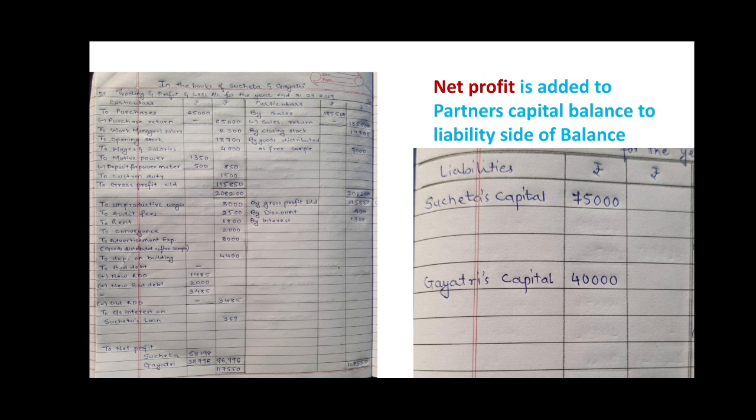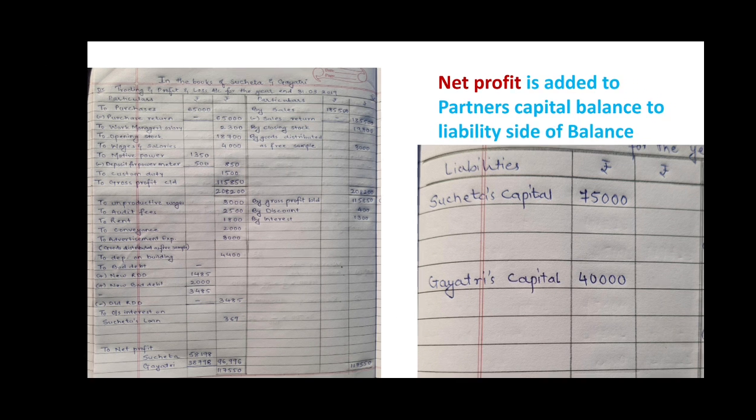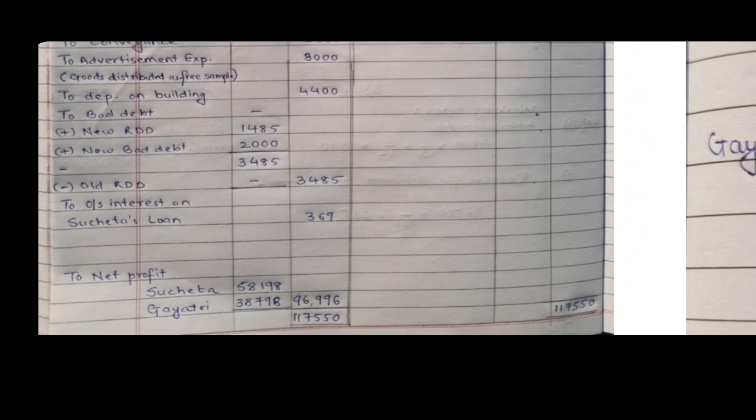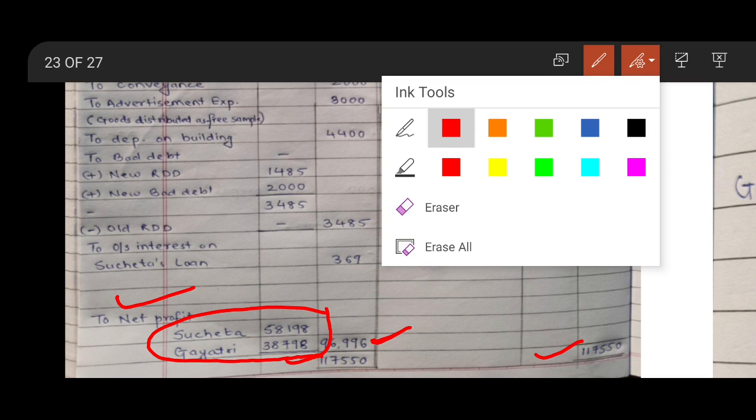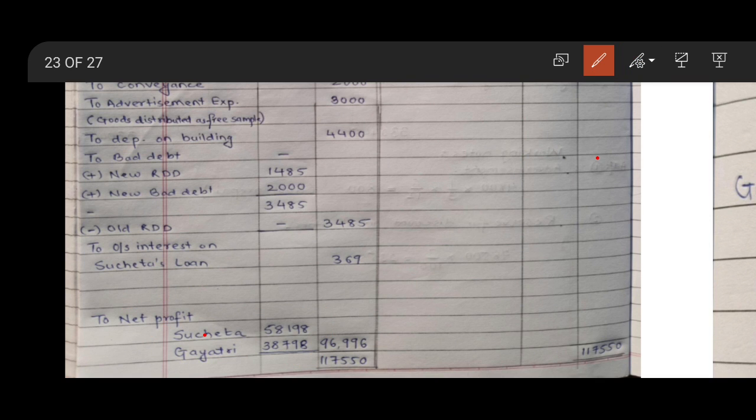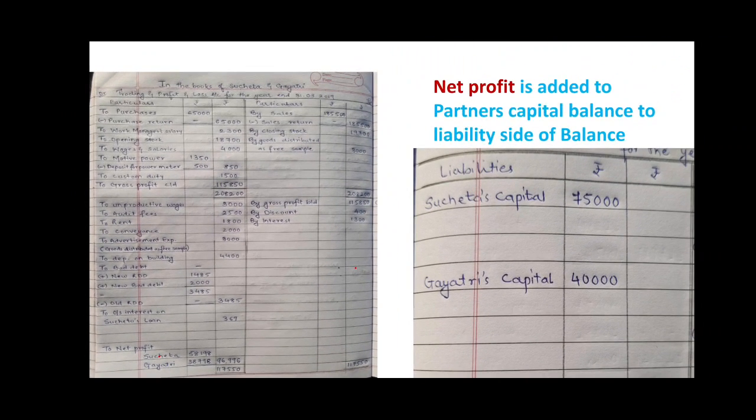See how. Here you can see the net profit. The total was written here, it is transferred to the opposite side. The balance you got here, 96,996, is called net profit, and this net profit is distributed among the two partners. Look at the way how to write it down. Okay, so this was the closing of the profit and loss account.